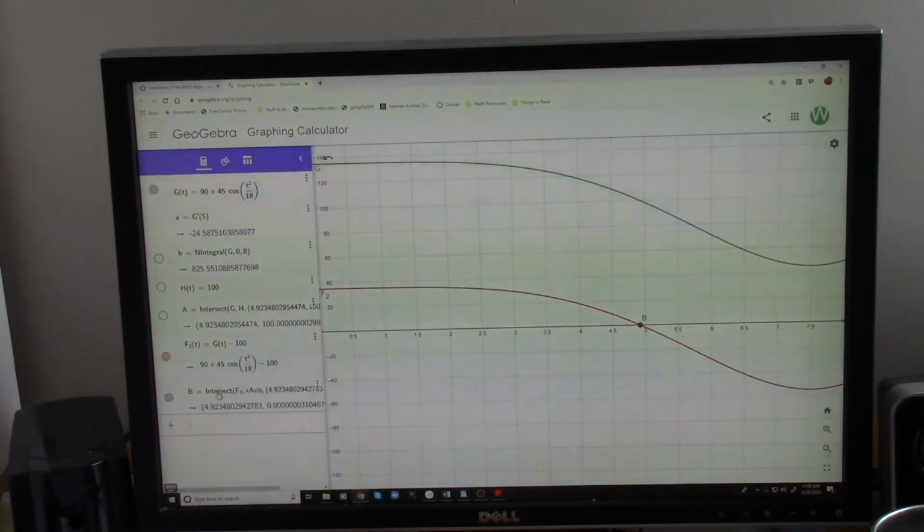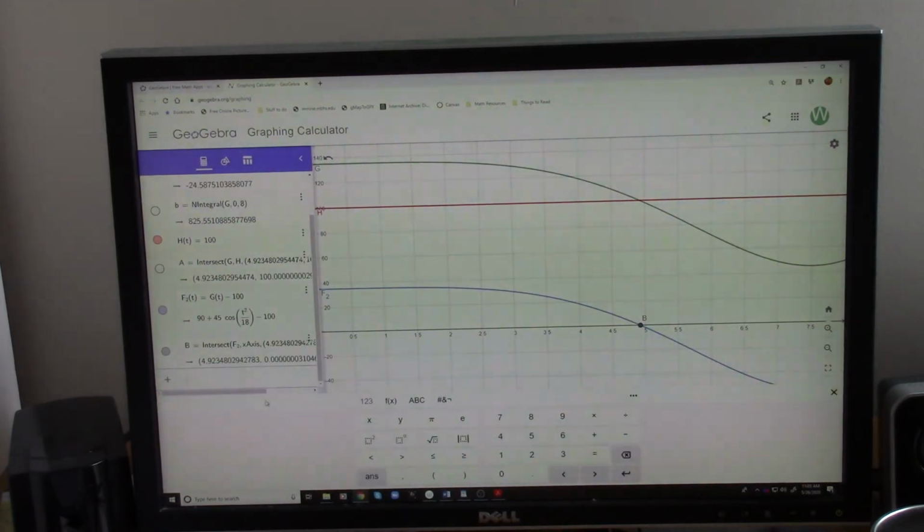Okay. So what is B? B is the intersection of this f2 function and the x-axis. It's the point where the derivative changes from positive to negative. Of course, it's that exact same number that we got from over there. So whichever way you prefer to think about it, whether you prefer to construct the difference and find out where it changes sign from positive to negative, or whether you want to just look at where they intersect, either way you get this point, 4.923. And what is this point, 4.923? It's the place where the gravel has a relative maximum.